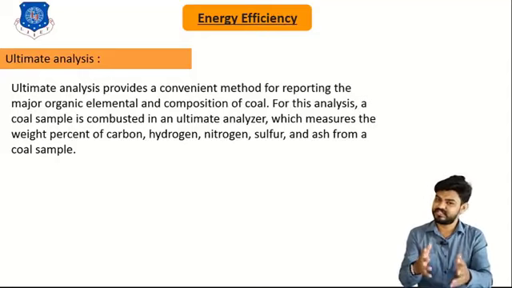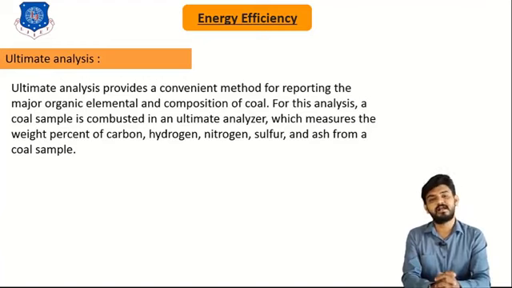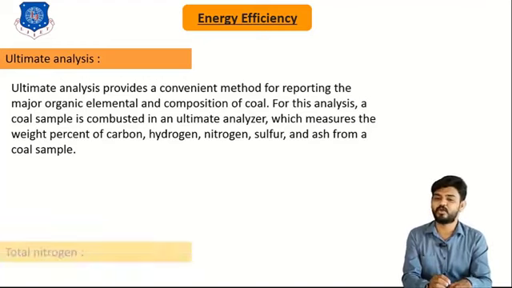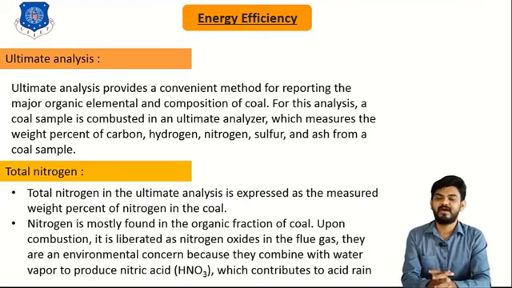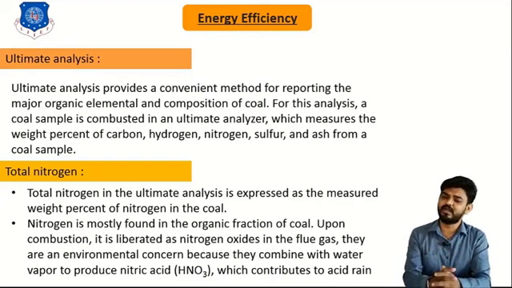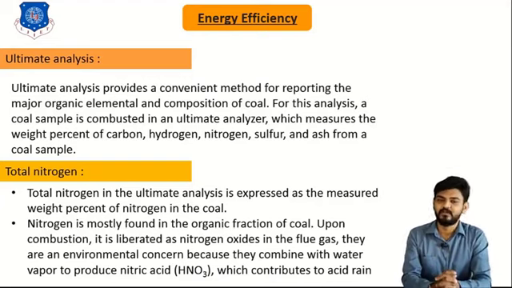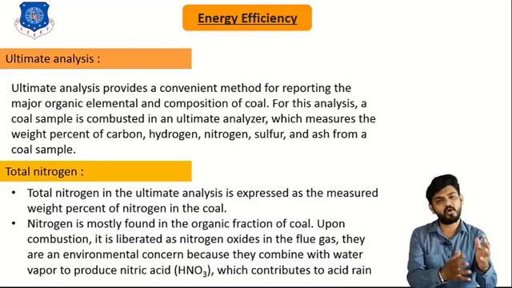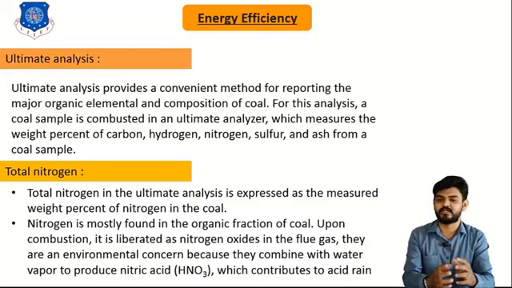So, let's start our discussion on the ultimate analysis with the measurement of total nitrogen. The total nitrogen in ultimate analysis is the measurement of the weight percentage of nitrogen present in the coal sample. Nitrogen is mostly found in the organic fraction of coal, so the organic fraction of coal includes the nitrogen.